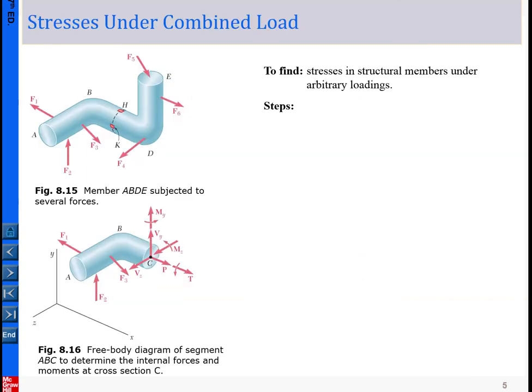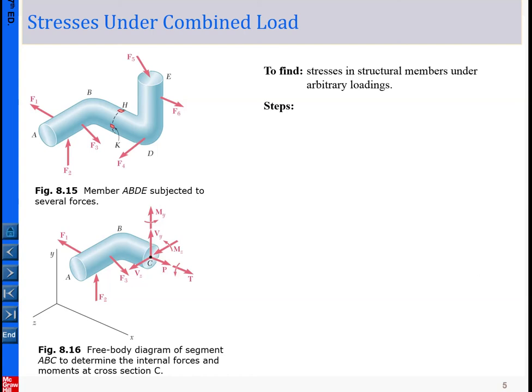So let us use this very general example to demonstrate the procedures. Consider these structures under various and arbitrary loading. This can be point loading like F1, F2, F3, or even distributed loading, which is not shown here, but you should assume in general that could happen.